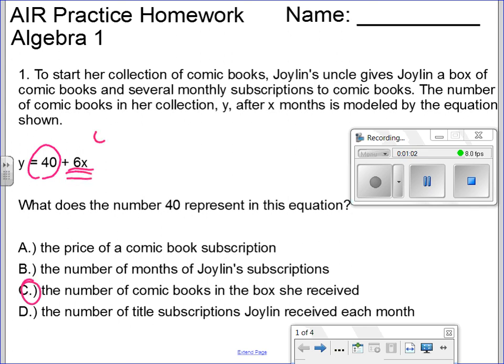This is actually slope-intercept form. Remember slope-intercept form? Where 6 is your slope and 40 is your intercept. So that's your starting amount and that's your slope. They just have it reversed. y = mx + b. It's an important equation. All right, number 2.